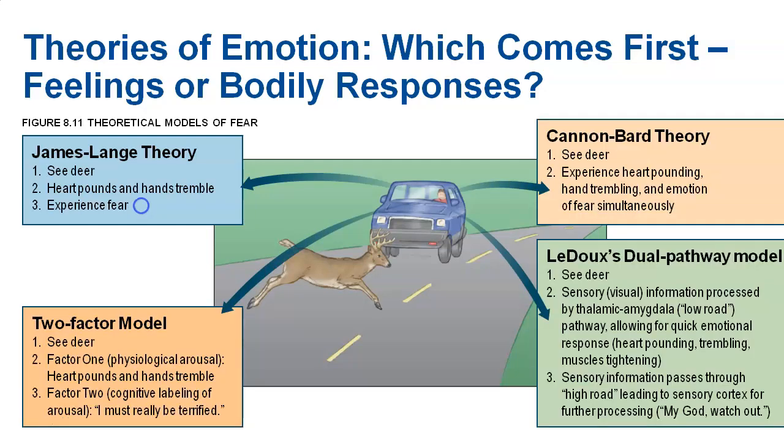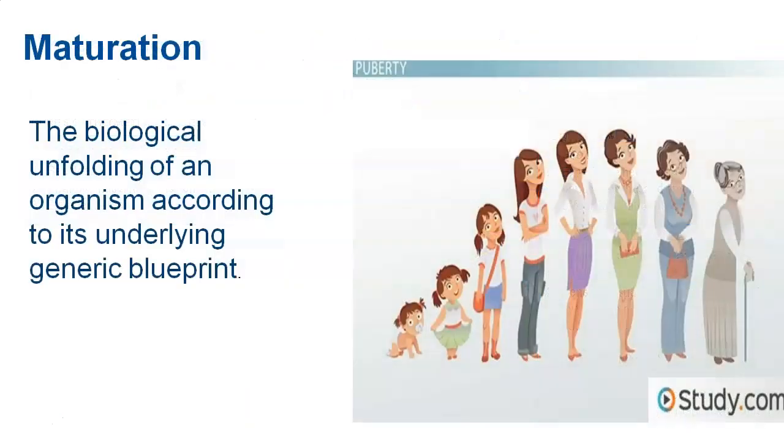And then here's all the other theories, but again, focusing on James Lange for the sake of the exam. So now we get into Chapter 9, which had to do with human development, or just developmental psychology, because it also talks about different things for animals as well.